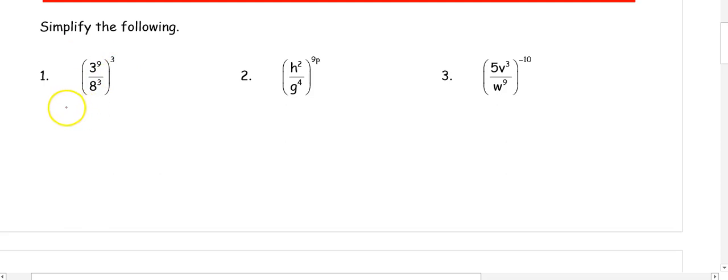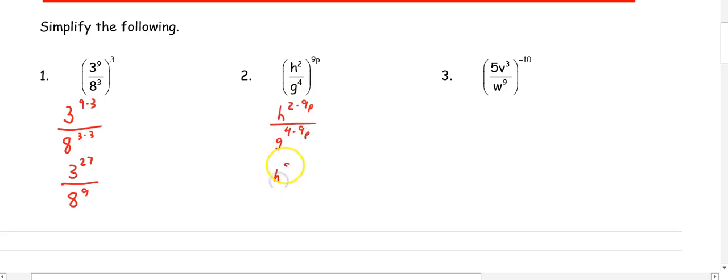So we're going to multiply both of those exponents by 3, so we have 9 times 3 and 3 times 3. When we simplify those, 9 times 3 is 27, so we have 3 to the 27th over 8 to the 9th. With number 2, we're going to multiply our exponents by 9p, so we have h to the 2 times 9p over g to the 4 times 9p.